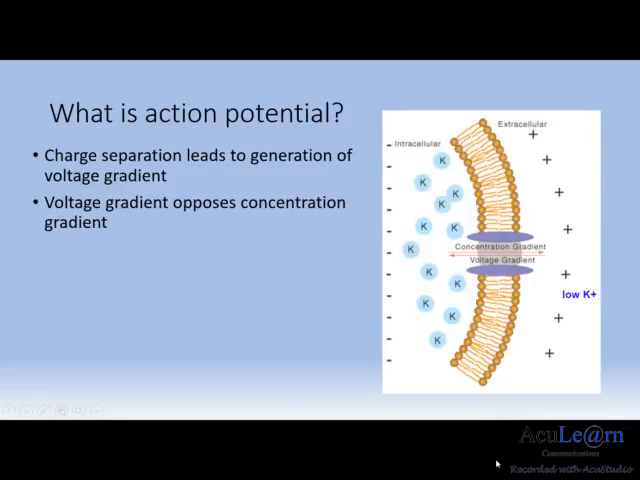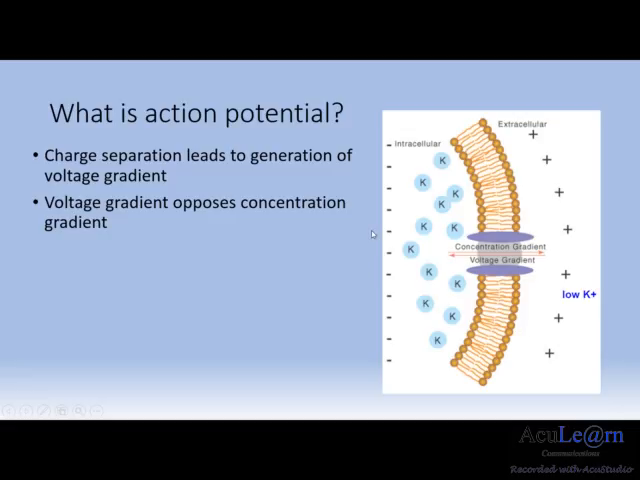The movement of potassium ions out of the neuronal membrane leads to charge separation across the membrane, where the outside is positively charged and the inside is negatively charged. This leads to the generation of the voltage gradient across the membrane. As more potassium ions leave the inside of the cell, a smear of negative charges is left behind on the inside of the membrane, and the outside becomes excessively positively charged, increasing the magnitude of this voltage gradient.